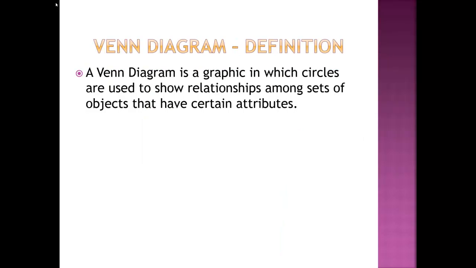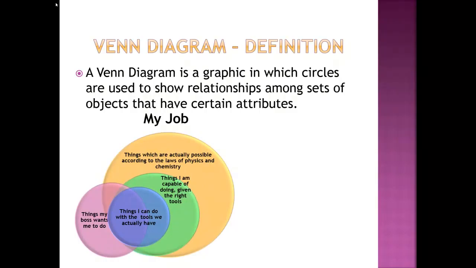Now let's start off talking about the Venn diagram. A Venn diagram by definition is a graphic in which circles are used to show relationships among sets of objects that have certain attributes. So in other words, you're comparing and contrasting information. For example, here's a Venn diagram of some information about my job.